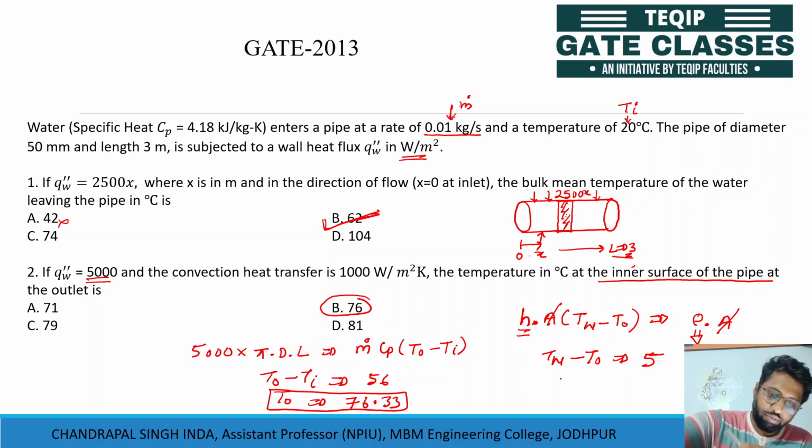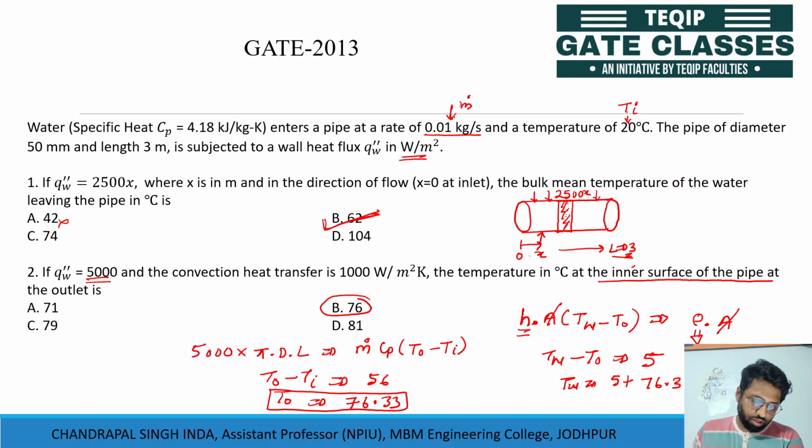Now we will have T wall equal to 5 plus 76.33, that will be equal to 81.33 degrees centigrade. Now we have the answer which is given in option D. So we have to mark the D option, not the B option, as the question has asked for the inner temperature of the wall.